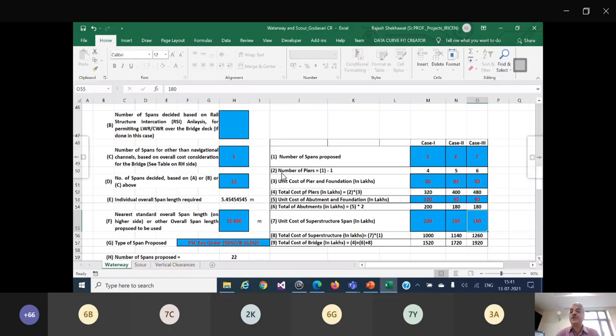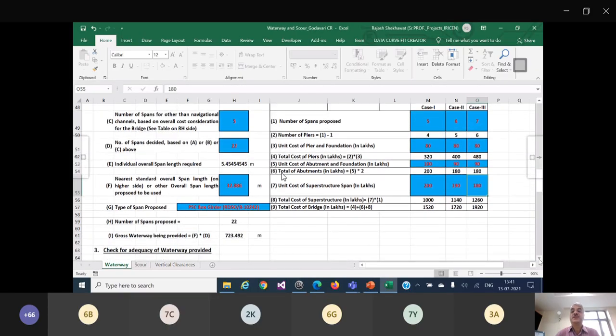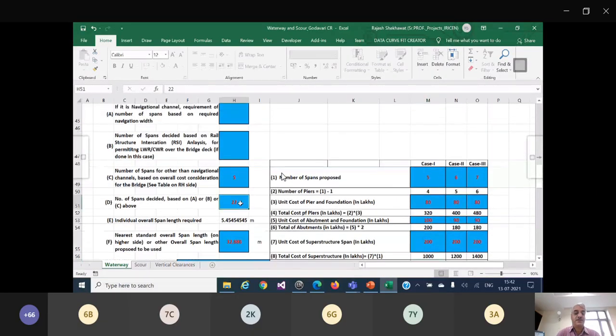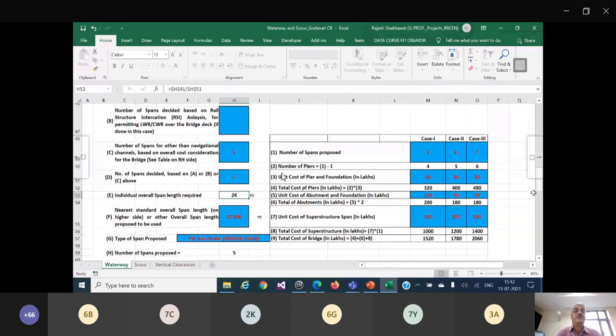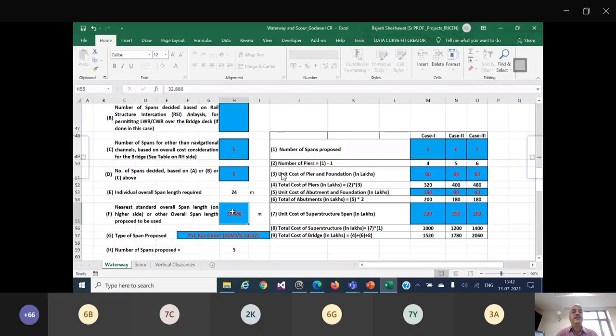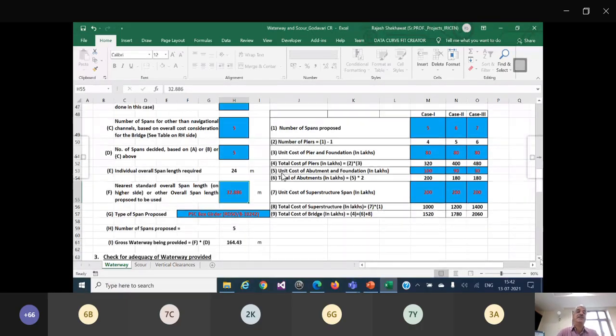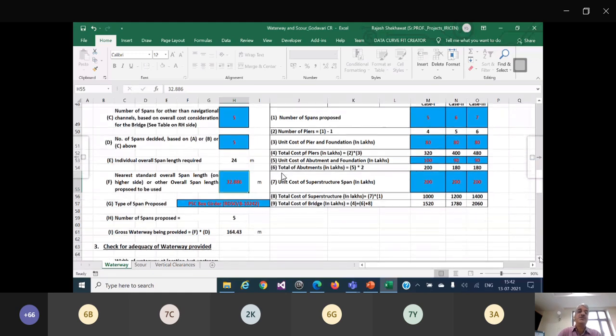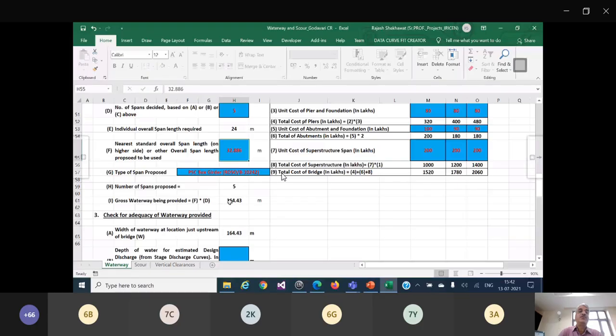Superstructure cost, we have given unit cost. Okay, and then total cost. We can take superstructure same also, because let us say we are going to use the same span. Then now you can see the overall 5 is coming minimum here. So we will say based on this we have taken span as 5. So here you will need overall span at 24, and up to here the nearest span length, this 100 feet, is 32. So you need 24, 32, so far okay. And gross waterway being provided is this.